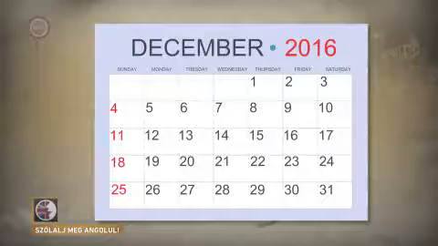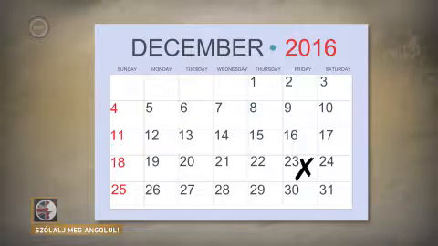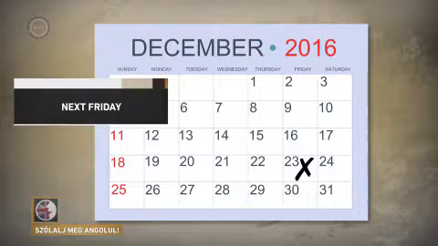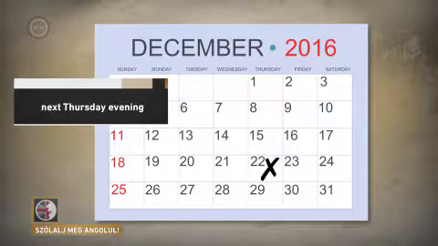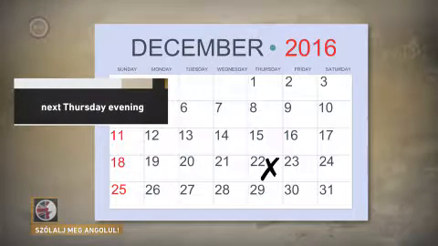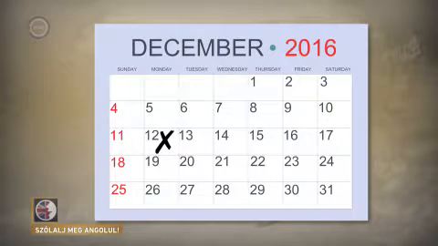Okay, let's try some more. What's the 23rd of December? Bingo! That's next Friday. And the 22nd of December at 7 p.m.? Correct-a-doodle-doo. That's next Thursday evening. Now we're on fire!